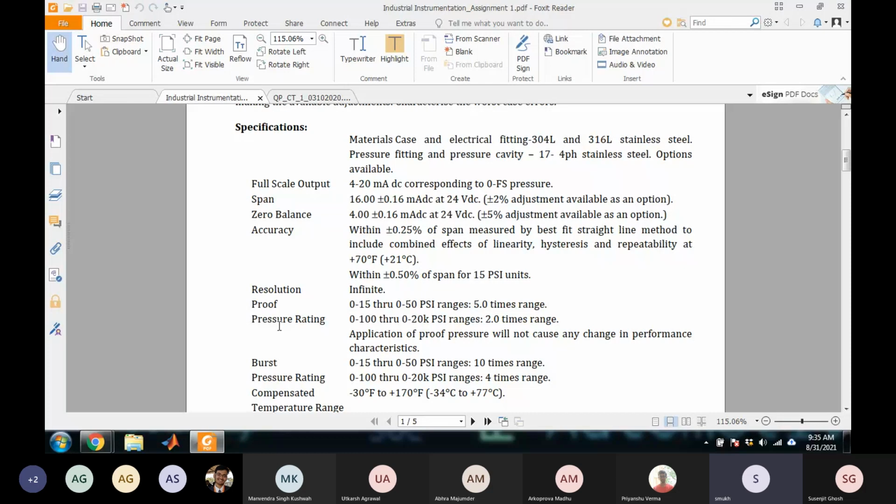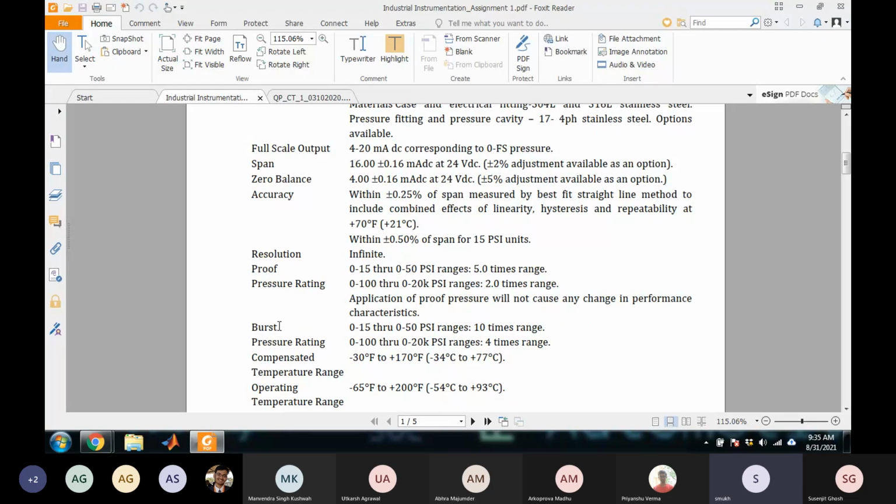Then proof pressure rating is very important because sometimes over pressure can come and it may damage the instrument. They are mentioning that if you apply pressure within proof pressure, then the instrument doesn't get damaged, and after removal of the pressure it comes back to the accuracy range. But if you apply beyond proof pressure, which is 5 times the range in this case, then the instrument may permanently lose accuracy. If you apply more than burst pressure, which is here shown as 10 times the range, then the instrument may fail. Some diaphragm or something will rupture and it will not work again. So these are safety things.